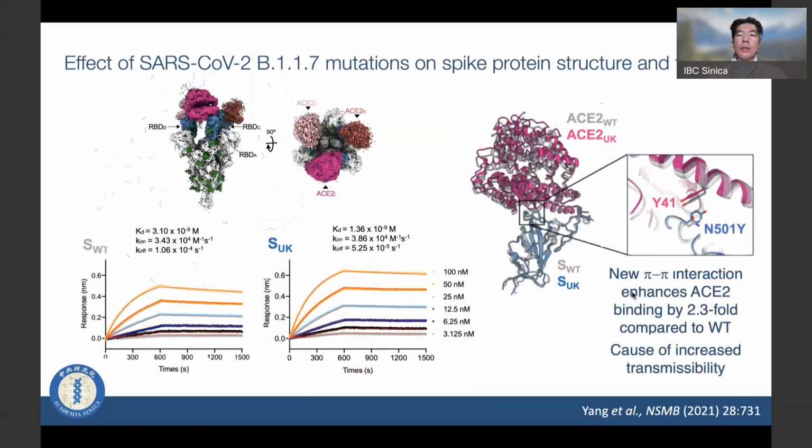Further structural analysis indicates that the alpha variant forms a new pi-pi interaction between the RBD and the ACE2, and this pi-pi stacking likely contributes to the enhanced binding affinity between the spike and the ACE2 as indicated by the biolayer interferometry kinetic analysis shown on the left.